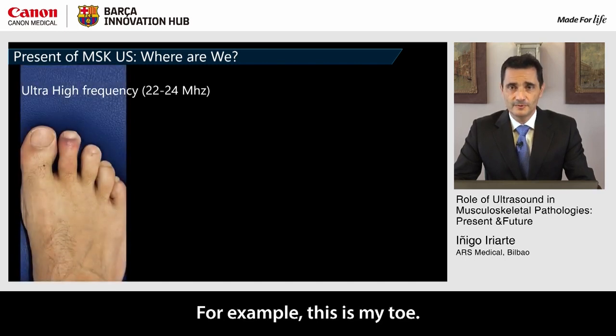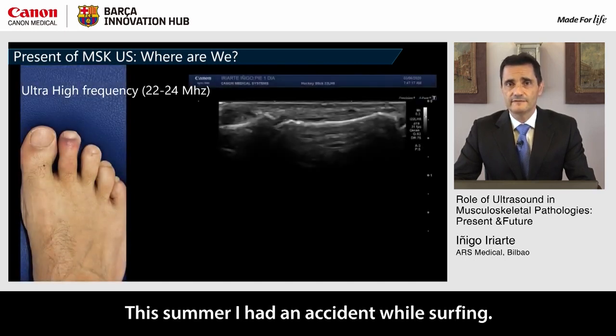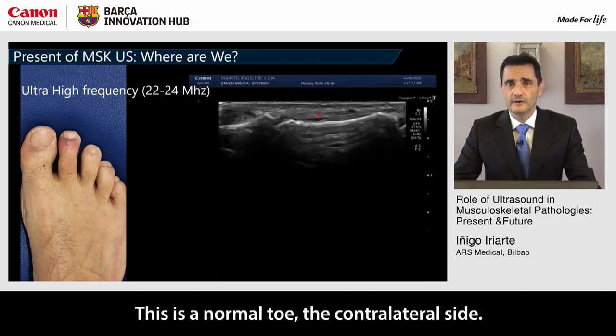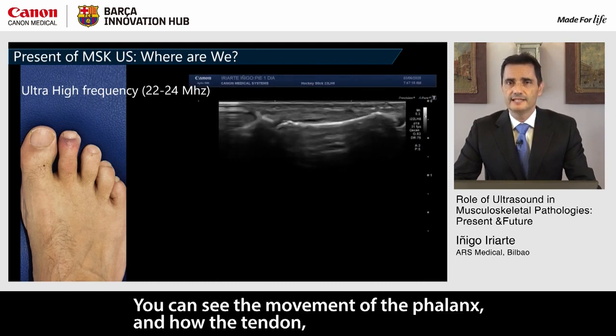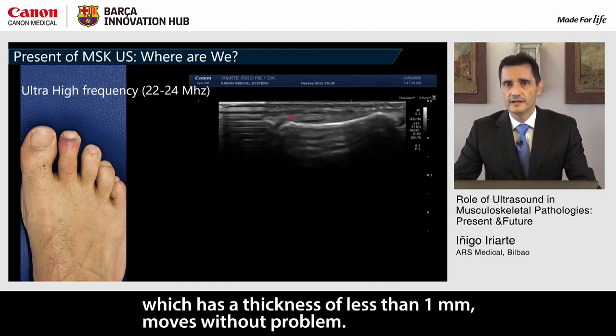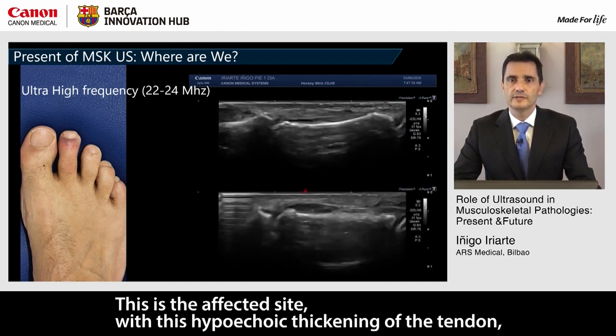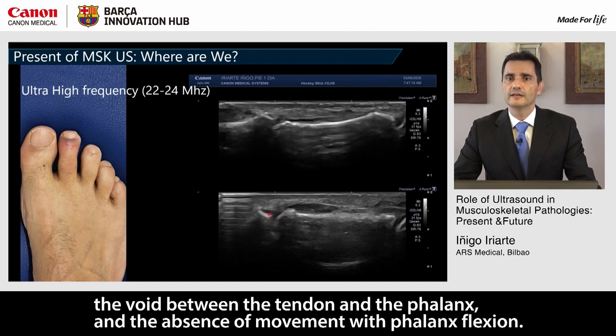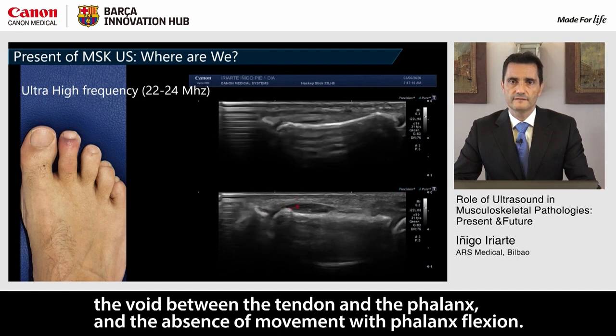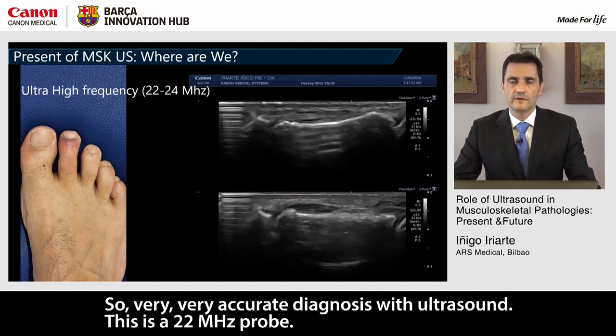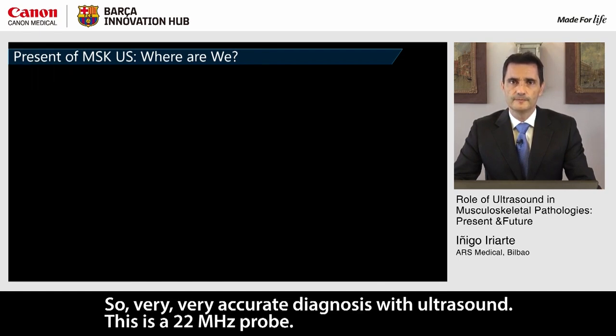Another example, this is my toe. It was a surfing accident this summer. This is the normal toe on my contralateral side. You can see the movement of the phalanx and how the tendon, which has a thickness of less than 1 millimeter, moves without problems. And this is the affected side with this hypoechoic thickening of the tendon, the void between the tendon and the phalanx, and the absence of movement with phalanx flexion. Okay, so a very accurate diagnosis with ultrasound. This is a 22 MHz probe.